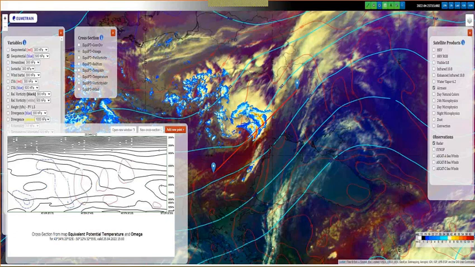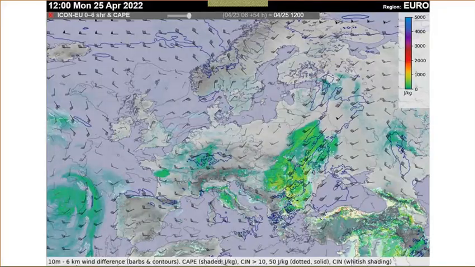This is the radar, where you can see quite nicely the squall line modes that developed over that area on the 25th of April. And this is an overview of the 0 to 6 wind difference. So you can easily see the highest amount of bulk wind shear between the surface and the 6 kilometer height.